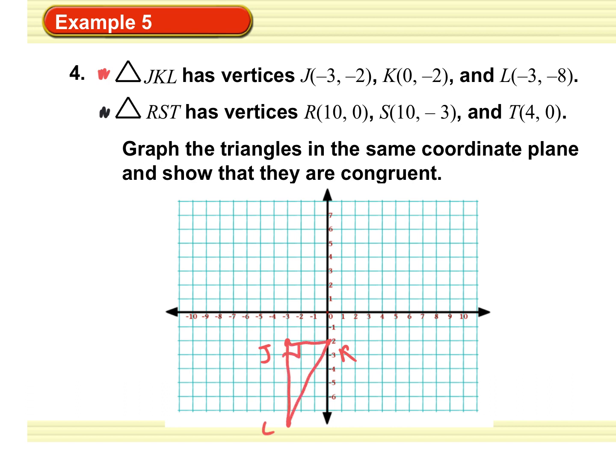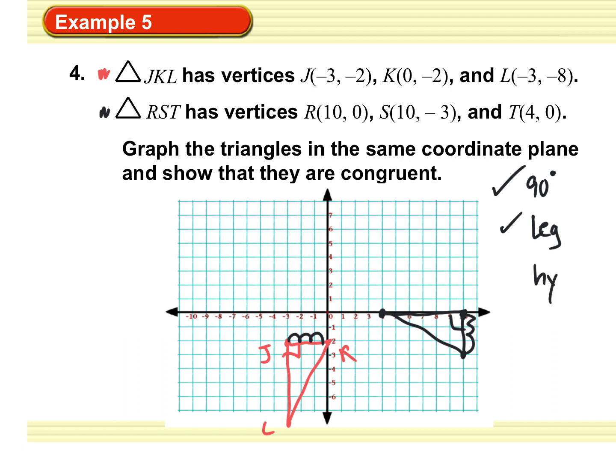Now we can tell this is a 90-degree angle because of the way the triangle is placed. RST has the vertices of 10, 0, 10, -3, and 4, 0. So again, right here, we can tell this is a 90-degree angle. So 90-degree, check. Is the leg congruent? 1, 2, 3. 1, 2, 3, yes.